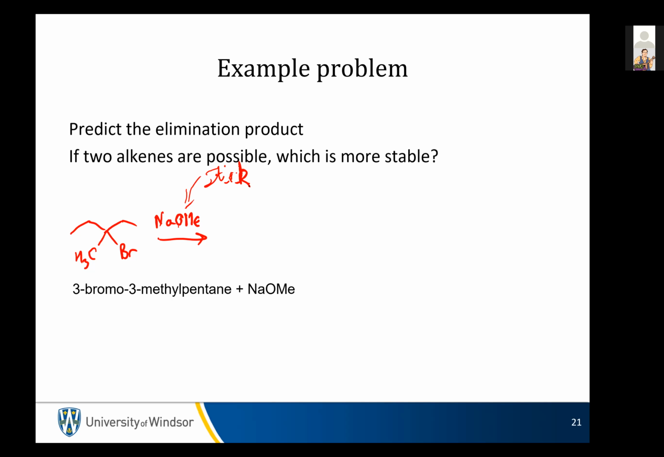So I'm expecting it to do... Yeah, thanks, Victoria. I'm expecting it to do nucleophilic reactions. It's a strong base, strong nucleophile. We're going to favor E2, SN2.